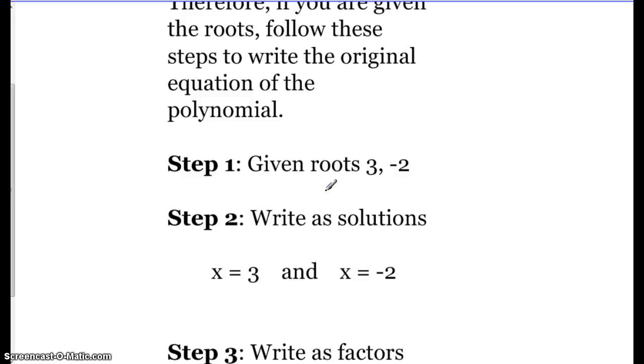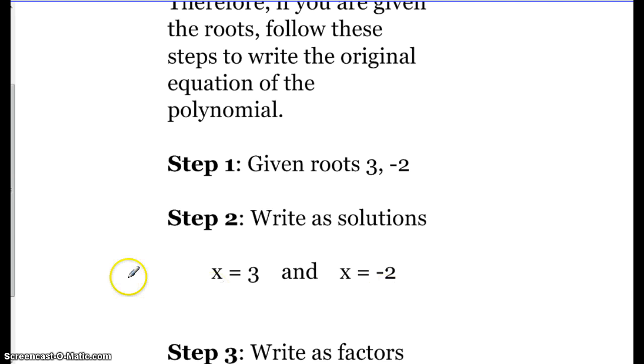So our first step would be to write down what the roots are, or pick them out of the graph if they don't tell us exactly. So in this case, our roots were given to us as 3 and -2. Our step number 2 is going to be write as a solution. So this part you'll need to write in. So if it was 3 and -2, then we write it as x equals 3 and x equals -2.